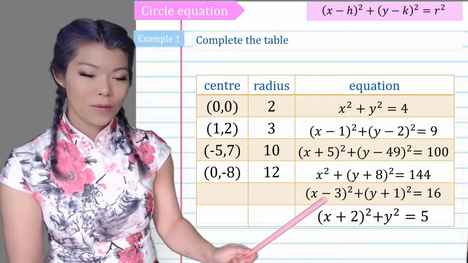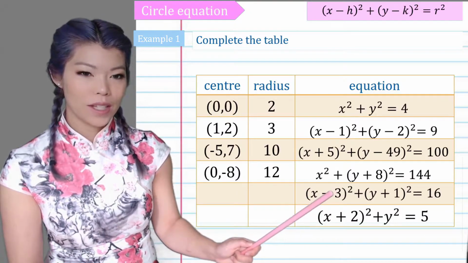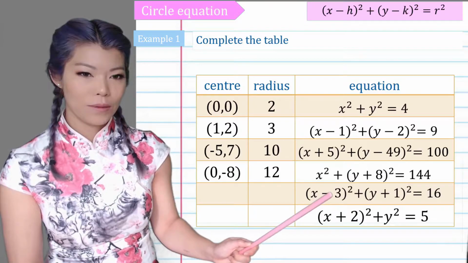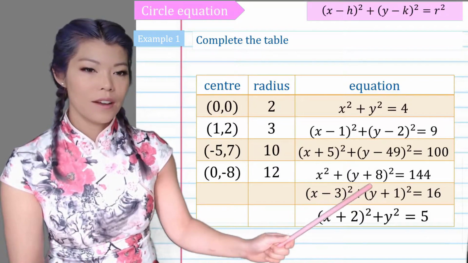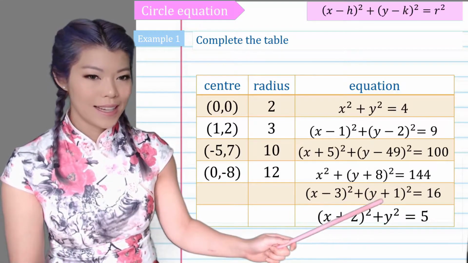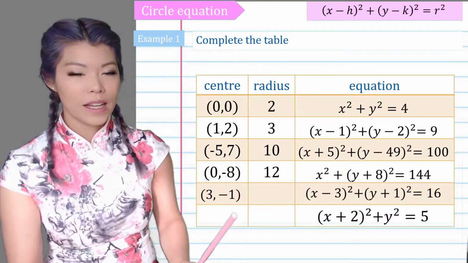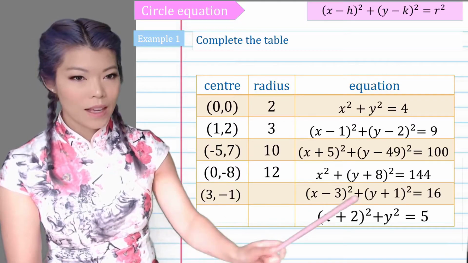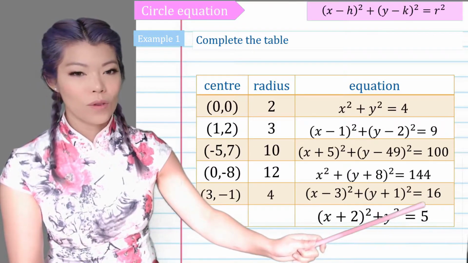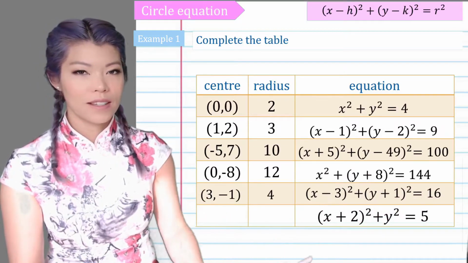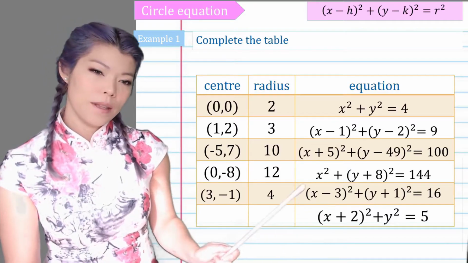For this equation, we can see the horizontal translation is 3, or in other words, it has moved to the right by 3, and our vertical translation is negative 1. Be very careful with the negatives. So we have 3, negative 1 as our center, and the radius is the square root of that, which is just 4. Square root of 16 is 4. Let's have a look at the next one.